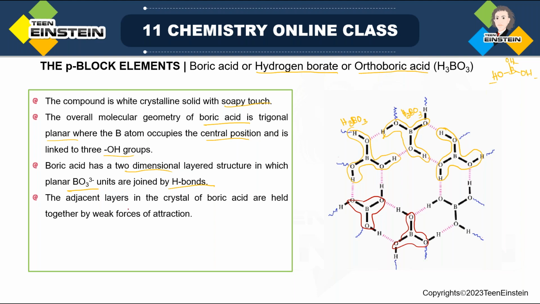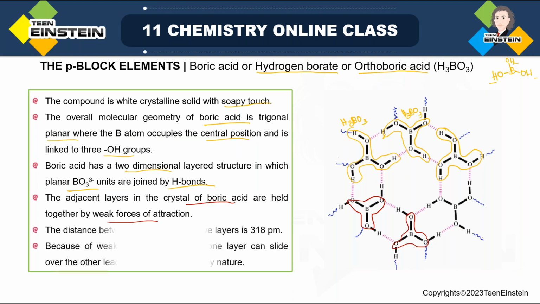Okay. So the adjacent layers in the crystals of boric acid are held together by weak forces of attraction. This is just one layer. If you have another layer, then two layers. Between these two layers there is a weak force of attraction, and the distance between two successive layers is 318 picometer. Because of these weak forces of attraction, one layer can slide over another.